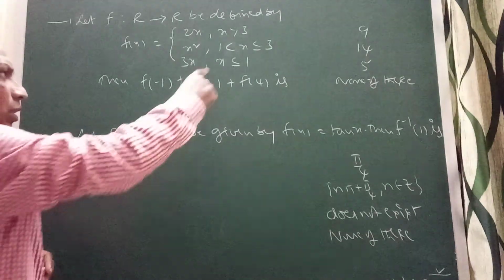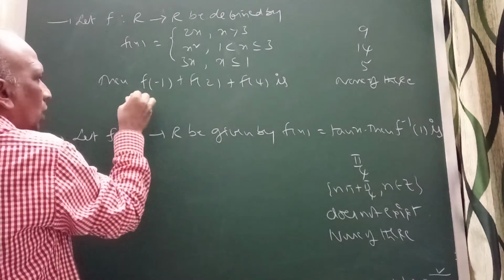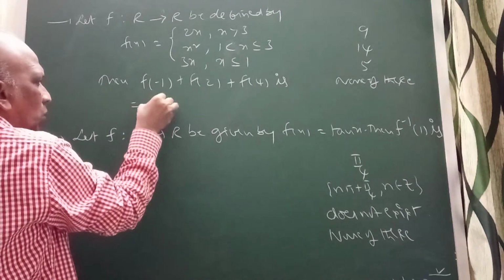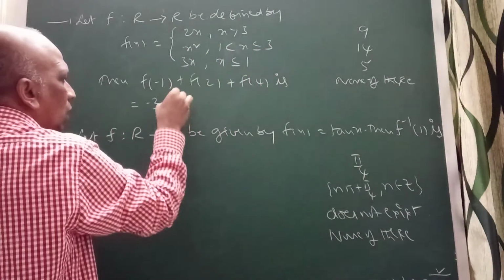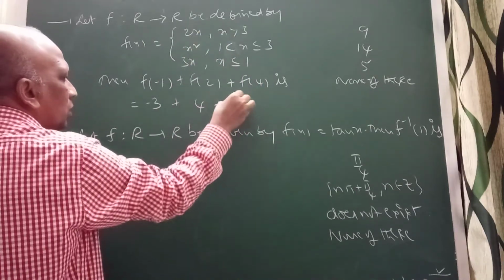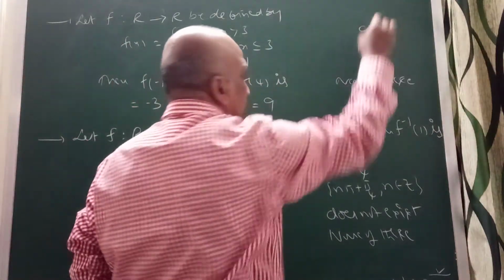f of −1 comes in the case x less than or equal to 1. Substitute here: f of −1 will be 3 into −1, so −3. f of 2 will come between 1 and 3, so it will be 2 squared, 4. f of 4 will be 2 into 4, plus 8. So this will be 9. Your answer is 9 here.